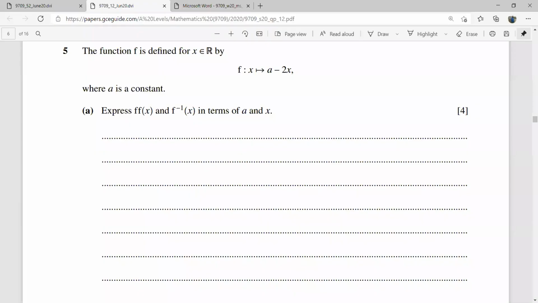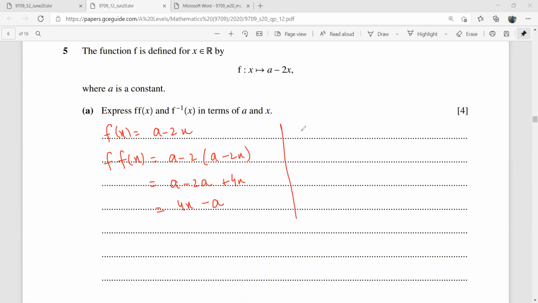Okay, fifth question. The function f is defined for all real values. Okay, by this f of x is this. Express f of x and f inverse of x. Again, a straightforward question. Okay, so your f of x is a minus 2x, and then f of f of x is going to be a minus 2 into a minus 2x. So you simply substituted this f into this x again. Okay, this is a minus 2a plus 4x. So you have 4x minus a.